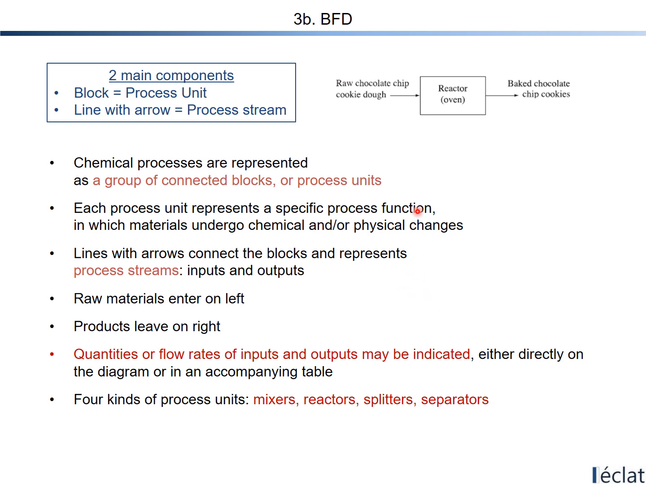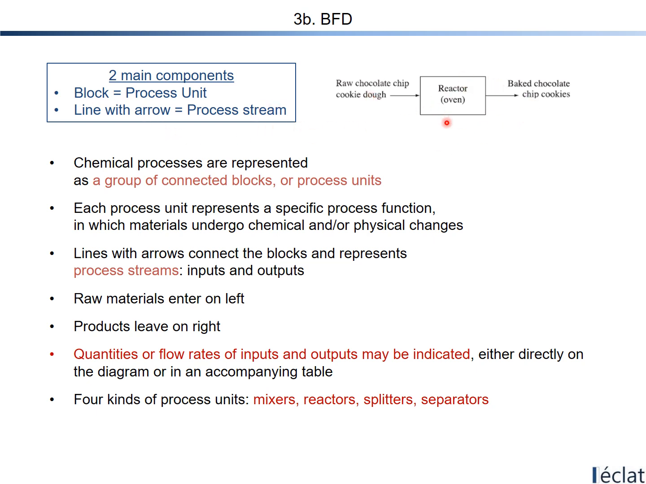And okay, it's time to go to the block flow diagram here. The block flow diagram is very similar to the input-output flow diagram, actually the same. But in this block flow diagram, we are trying to describe the whole process in terms of units. So you could find a lot of blocks and arrows, and each block is connected to the other block. That is the block flow diagram. Two main components, like in the input-output flow diagram. A block indicates a process unit, and a line with arrow a process stream.